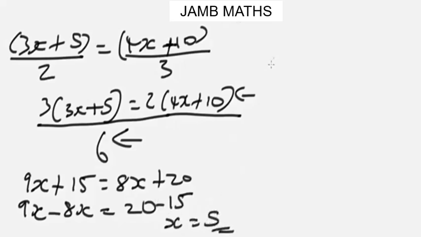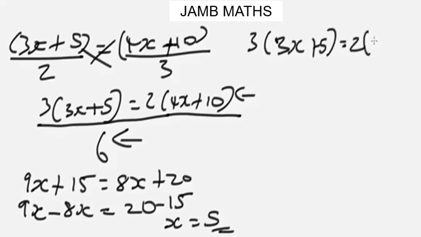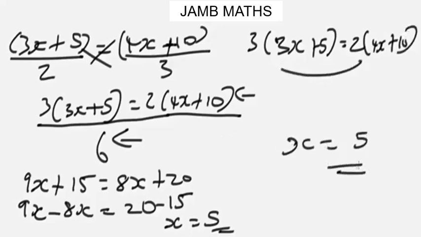Now let's still use the first method, which is called multiplication. When you do that, you still get back to 3 times 3x plus 5 equals 2 times 4x plus 10. So when you simplify everything here, you still get back to x equals 5. So that's it for this problem.